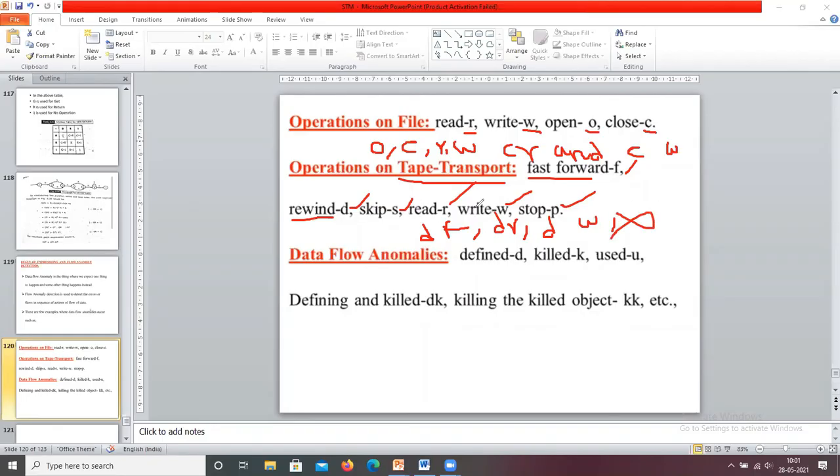After writing, you read the data, WR, then there is no anomaly. But if you try to read without writing the data, that is an anomaly. In fast forward, if you are trying to write, that is an anomaly. So these are the different types of anomalies in operations on tape transport.